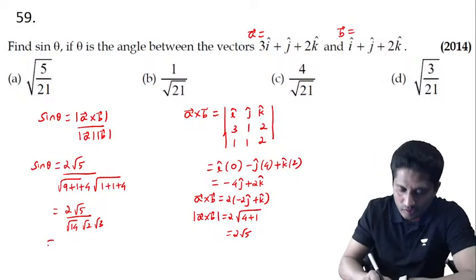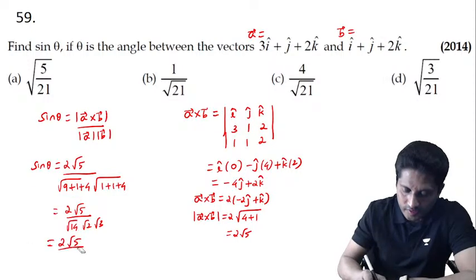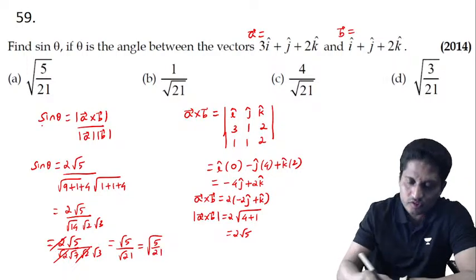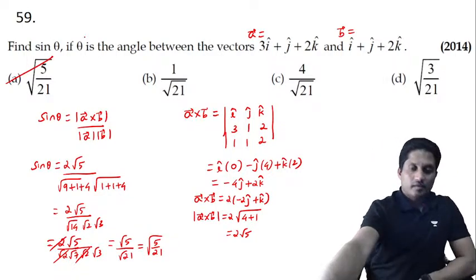Okay, now this will be equal to 2 root 5 divided by root 14 into root 6. Root 14 can be written as root 2 into root 7, and root 6 as root 2 into root 3. Root 2 into root 2 is 2. 2 will cancel with 2. You get root 5 by root of 21. So whole root of 5 by 21. Answer is option E. Right, let's move to the next question.